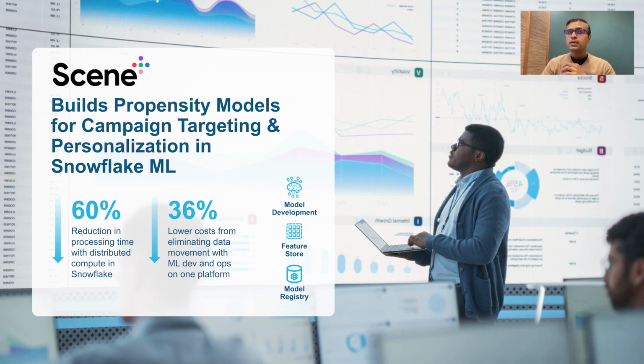Scene, a Canadian loyalty program provider, built propensity models in Snowflake ML to develop marketing campaigns. They were able to reduce inferencing time by over 60% due to the automated distribution processing available in Snowflake. They were also able to reduce their cost by 36% as their ML pipelines are a lot more efficient without any data movement needed.